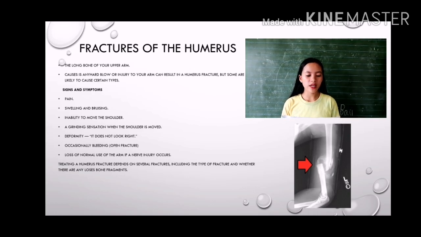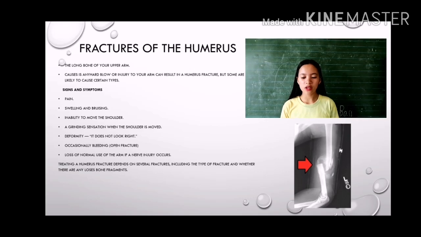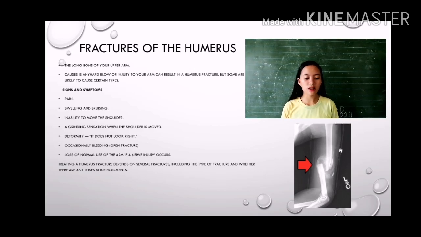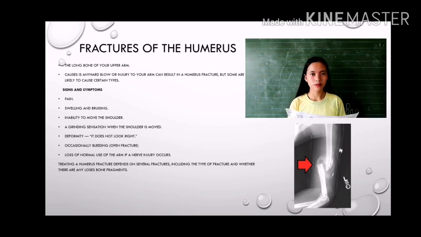Causes of injury: any hard blow or injury to your arm can result in a humerus fracture, but some are more likely to cause certain types. For example, breaking your fall with an outstretched arm can often cause mid-shaft and proximal humerus fractures.